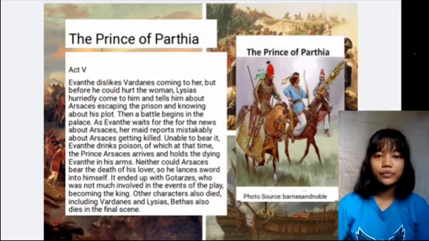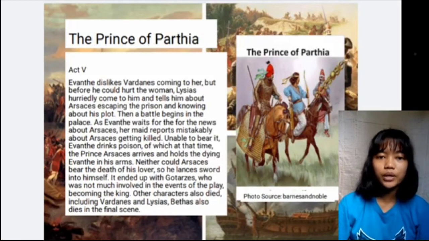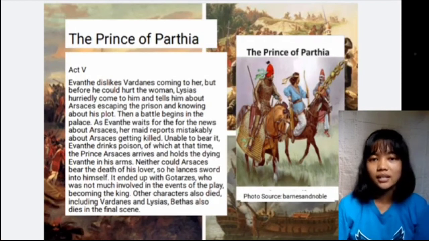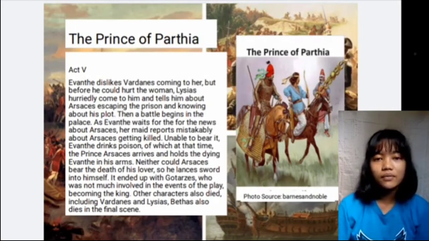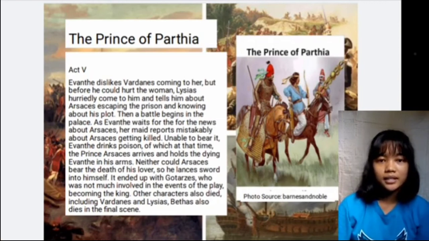So as you can remember from the drama Romeo and Juliet, the ending of The Prince of Parthia has similarities to the ending of Romeo and Juliet, as I have said earlier, particularly in the event where the two lovers in The Prince of Parthia ended up dying, just like in Romeo and Juliet. So that is all about The Prince of Parthia by Thomas Godfrey.